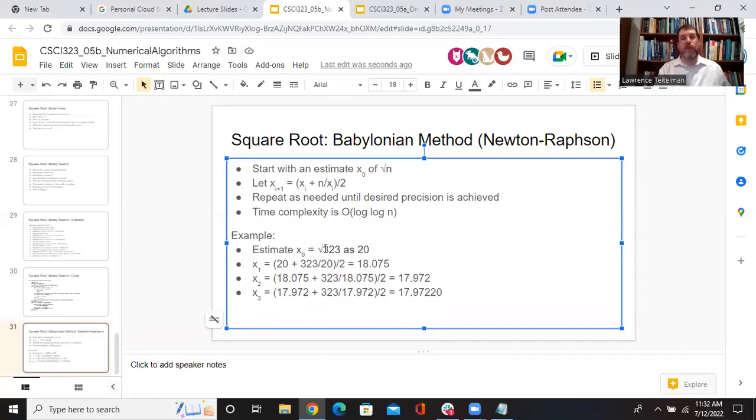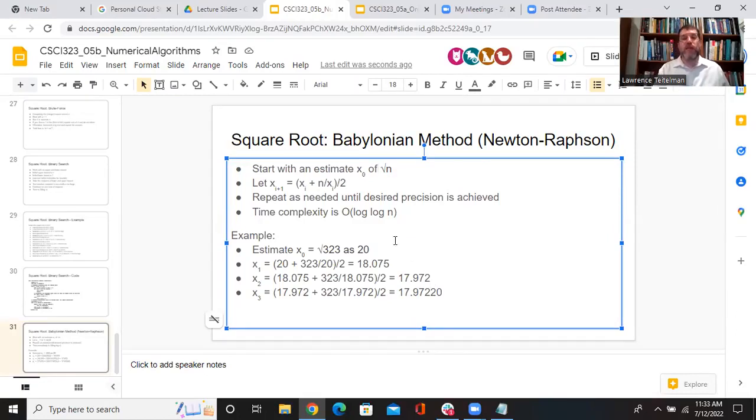I picked 323 as my example because this is CS 323. And we estimate at 20. Now we know that 20 is not going to be the right answer, but we know it's in the right ballpark as a reasonable starting point, because 20 squared is 400. Then we take 20 plus 323 divided by 20, divided by 2. This is 18.075. We take the 18.075 plus 323 divided by 18.075, divided by 2. We get 17.972. And you can see we're already getting really close. Another iteration doesn't really add very much precision anymore.